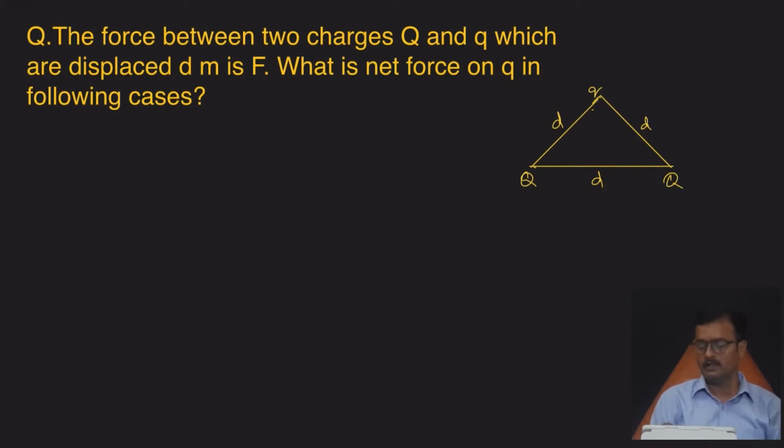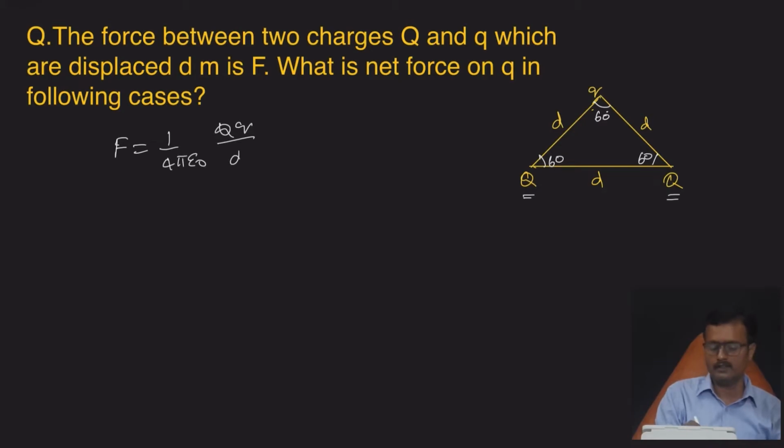Look here. Observe that all sides have length d, so this is an equilateral triangle. Equilateral triangle means each angle is 60 degrees. The force between two charges Q and Q displaced by d meters is F. That means F is equal to 1 by 4 pi epsilon naught Q square by d square. The force on Q by that Q is 1 by 4 pi epsilon naught Q into Q by d square, so that is F.